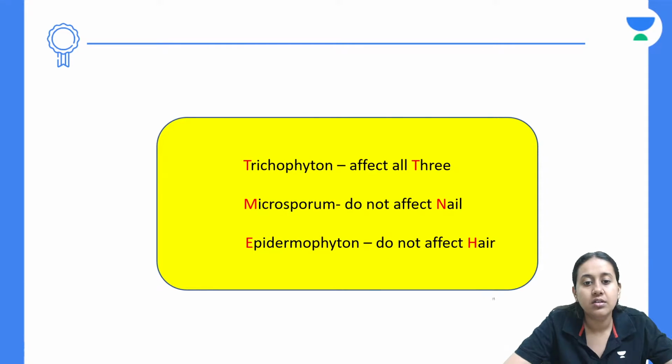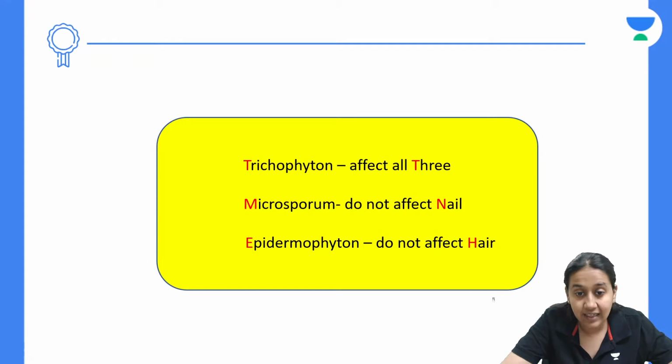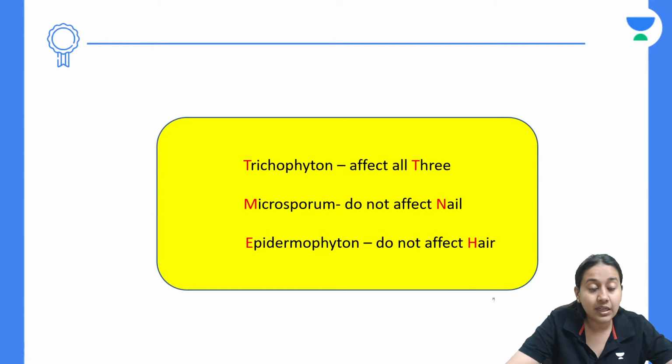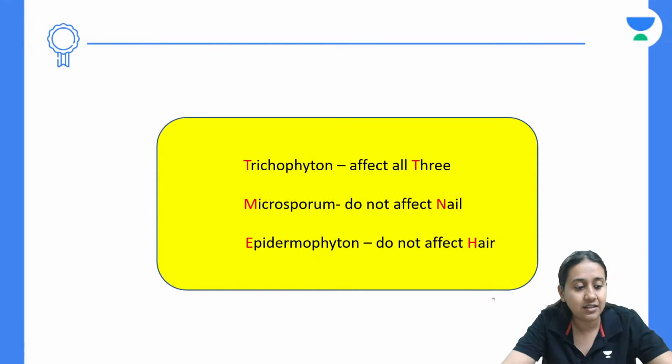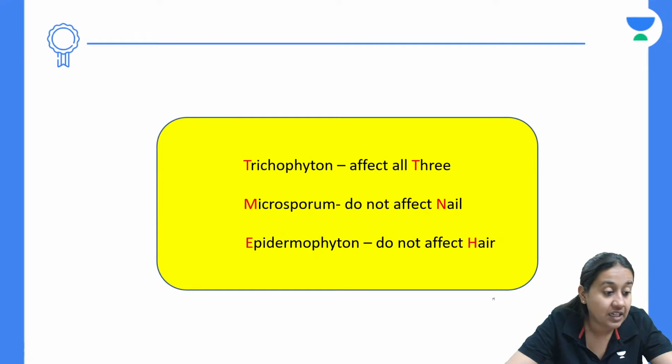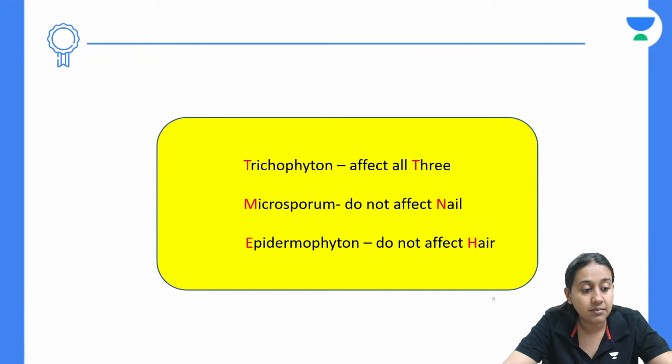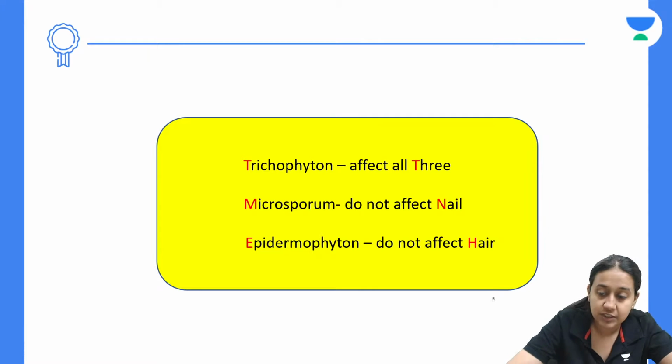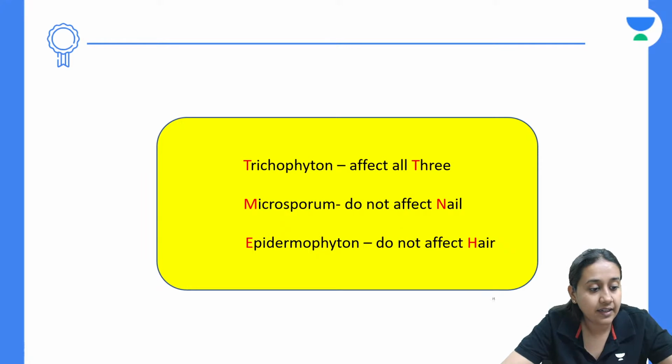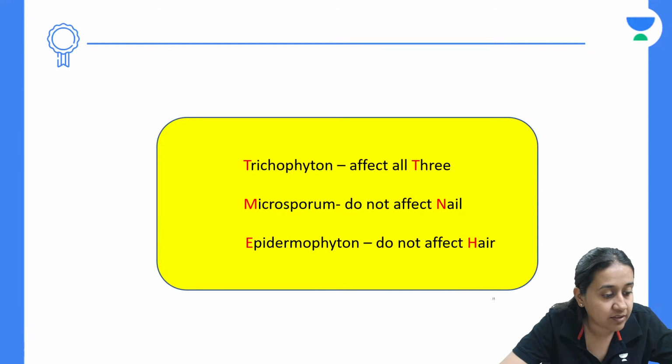So Trichophyton affects all three. Microsporum, after M comes N in your alphabet. So M will not affect N and E will not affect H. So you will never get tinea unguium, which is the dermatophytic infection of nail, through Microsporum species, and you will never get the dermatophytic infection of the hair, that is tinea capitis, from Epidermophyton species. Clear? I hope this point is very easy. Can I get a very quick thumbs up from all my dear students? Nice.